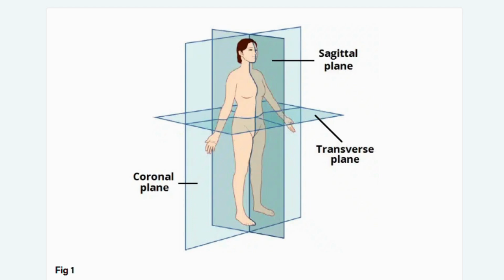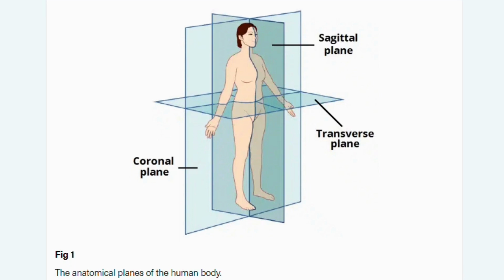As you can see in this diagram, the human body can be divided into three primary anatomical planes: the sagittal plane, the coronal plane, and the transverse plane.